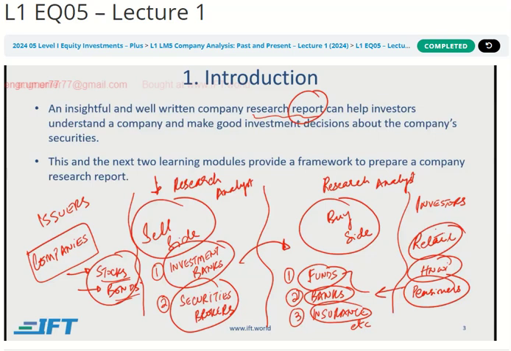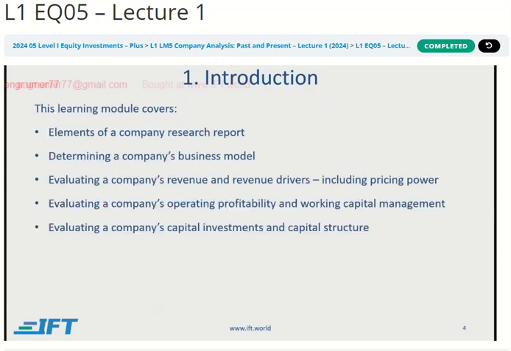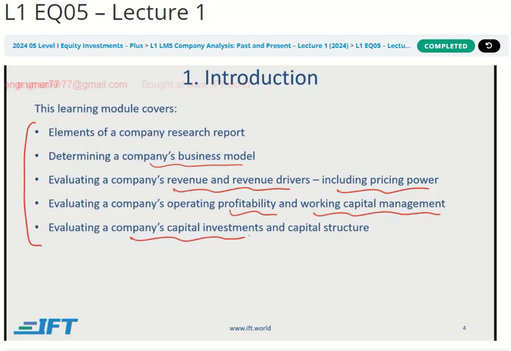So now let's get into how we write these reports, how do we do the analysis, and what are the different types of reports, etc. So, what is this learning module going to cover? What are the elements of a company research report? How do you go about doing your analysis, starting with the company's business model, then getting into their revenue analysis, right? Do they have pricing power or not? How does that link to their profitability? How much money they need to have in working capital? How much they need to have in fixed capital? And where do they get that money from in terms of debt or equity?